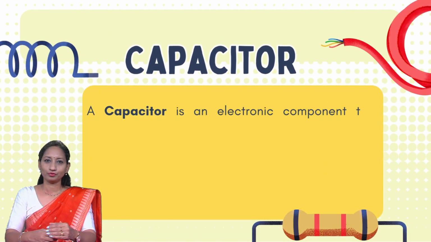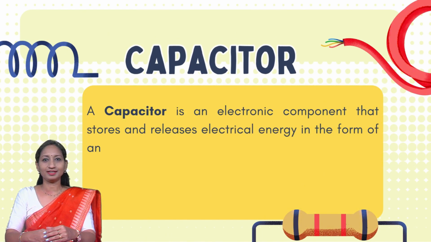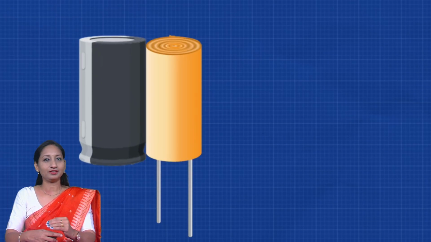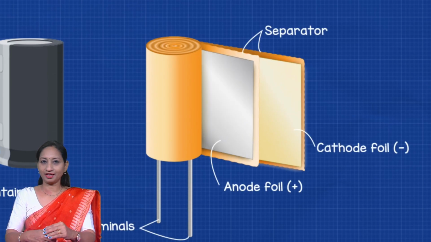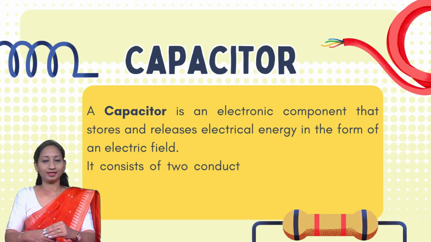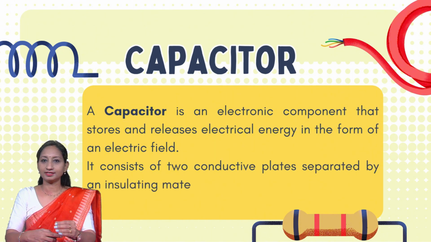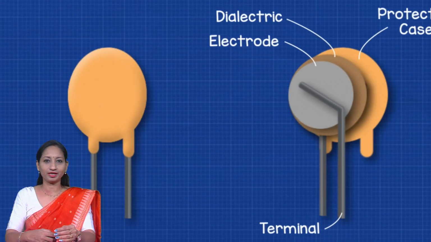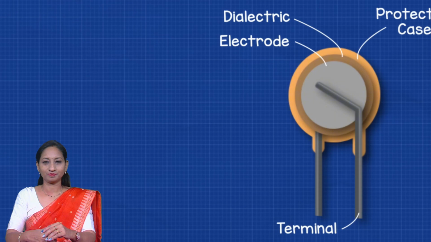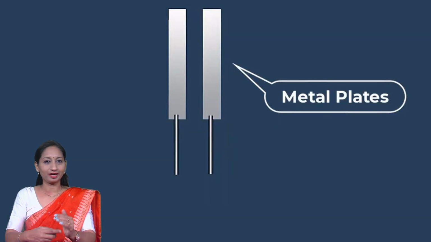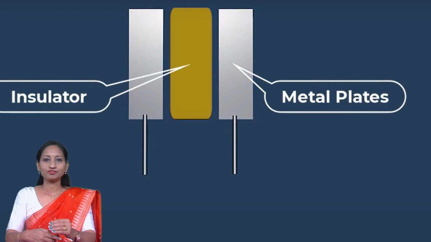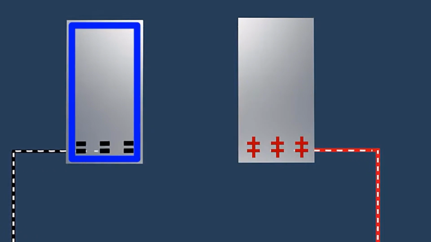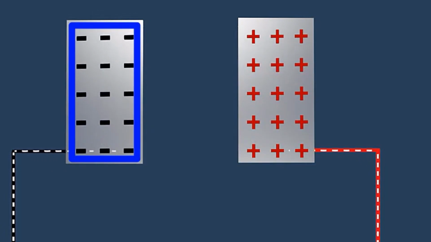Now let us move to another passive component, that is the capacitor. A capacitor is an electronic component that stores and releases electrical energy in the form of an electric field. It consists of 2 conductive plates separated by an insulating material called dielectric. When a voltage is applied across the plates, electric charge accumulates on the plates, with opposite charges building up on each plate.